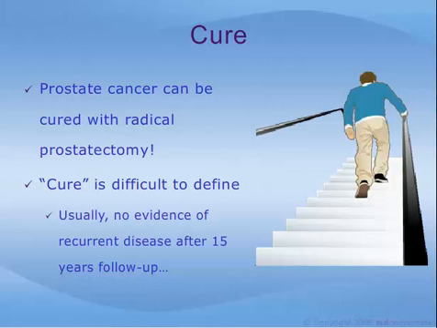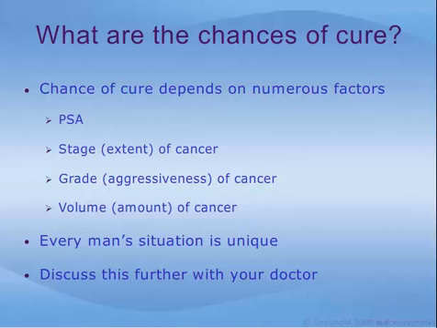Informing a man of his chance of cure after radical prostatectomy is more challenging than one may think, as it depends on a number of different factors, including his PSA value and the final report of the specimen removed at surgery, describing the stage, grade, and volume of cancer. Every man's situation is unique, and generalizations are difficult to make. Please discuss the specifics of your personal situation with your doctor.